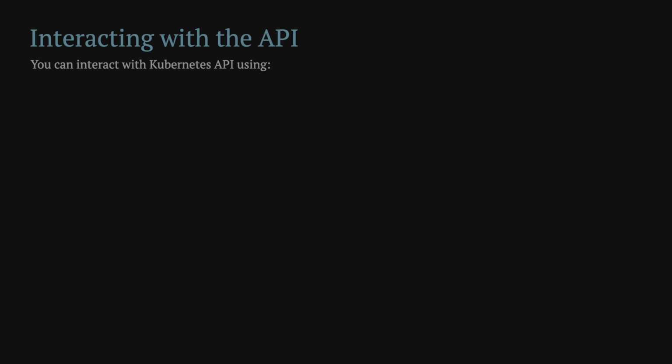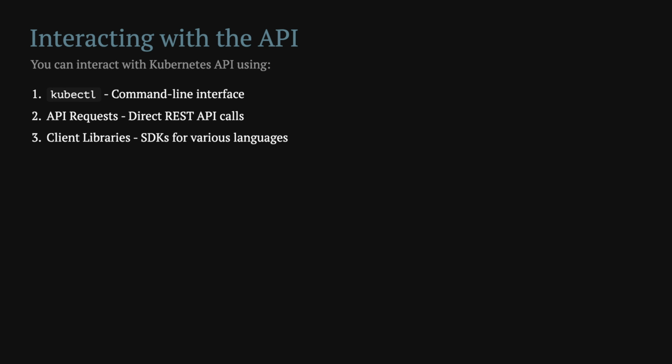You can interact with the Kubernetes API using several methods. First, we have kubectl, the command line interface. This is the most common tool for managing Kubernetes clusters and performing various operations. Next, you can make direct REST API calls. This allows you to interact with the API programmatically using HTTP requests.